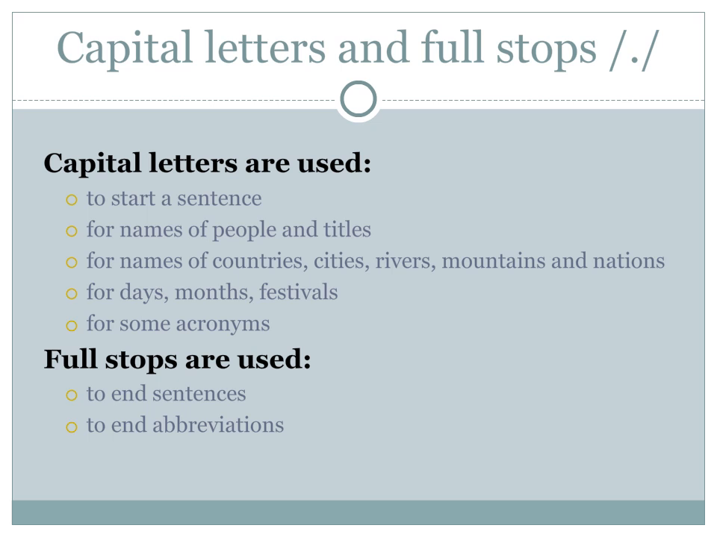We use capital letters at the beginning of a sentence, for names of people and titles and organisations. So for example, Swansea University, both the S and the U are capitalised, but if you've just got university then the U isn't capitalised. Also for names of countries, cities, rivers, mountains and nations, so for example China and Chinese, for days, months and festivals, and for some acronyms.